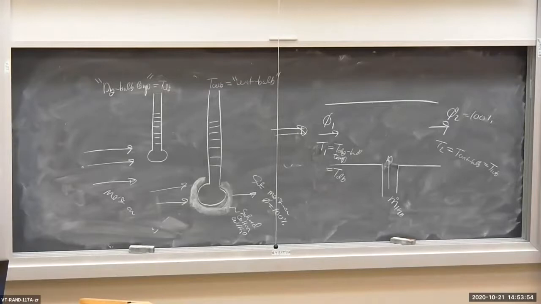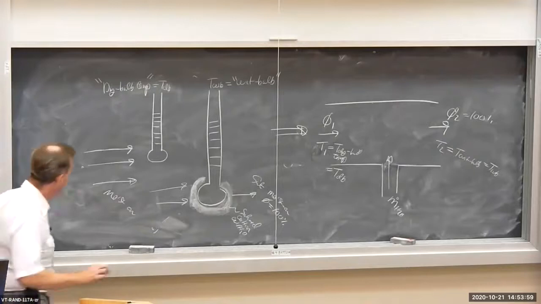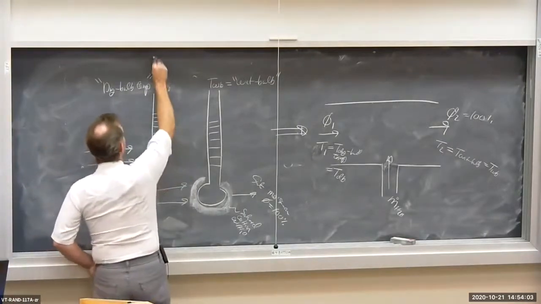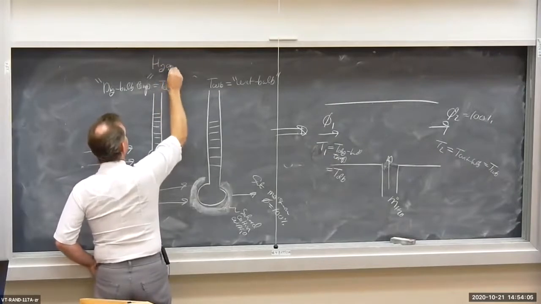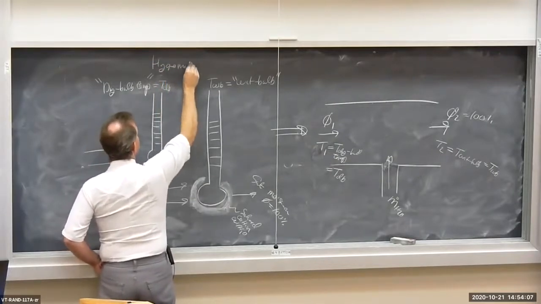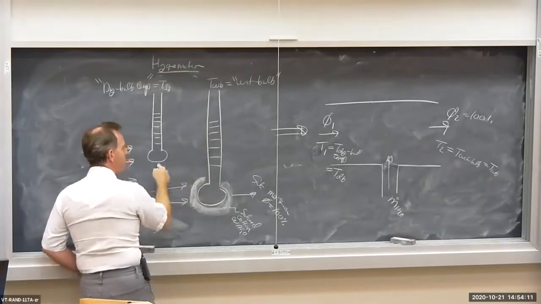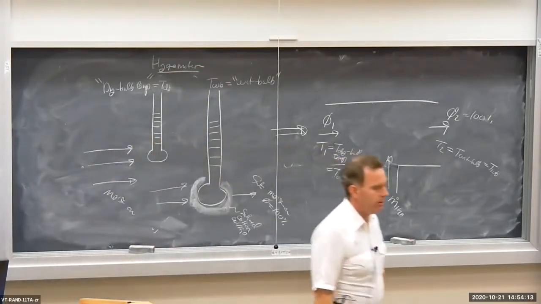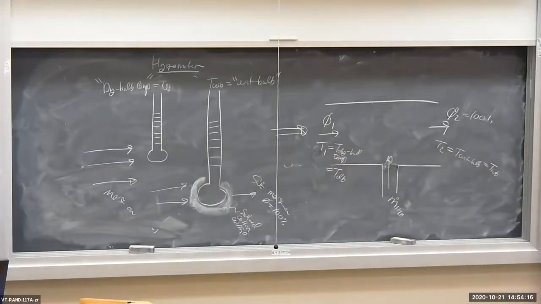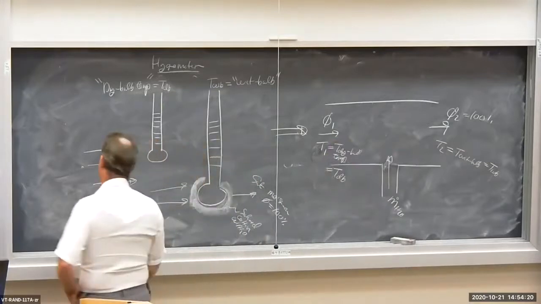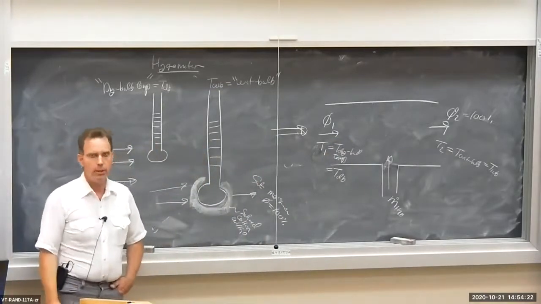So let me write this up for you. So this guy is called a hygrometer, and you can buy them. They're not very expensive. Hygrometer. It uses a wet and a dry bulb temperature, along with the psychrometric chart, to give you the state and therefore all properties of the mixture.